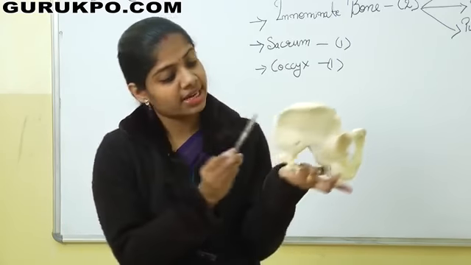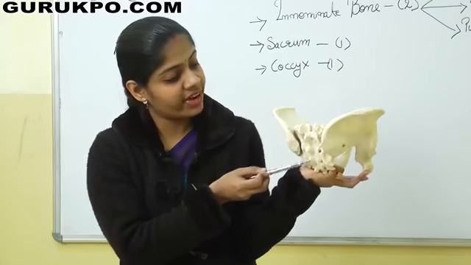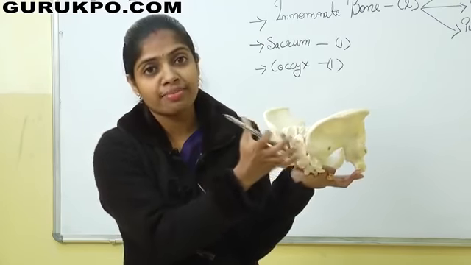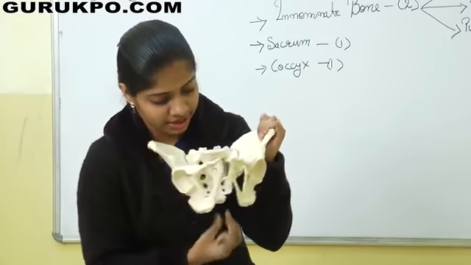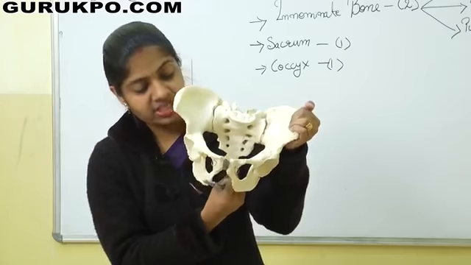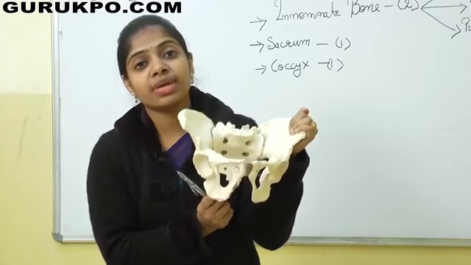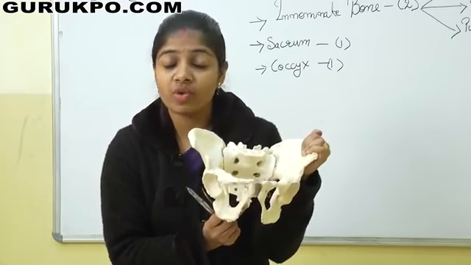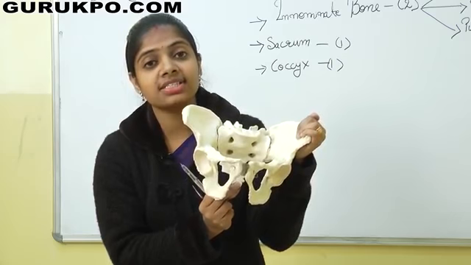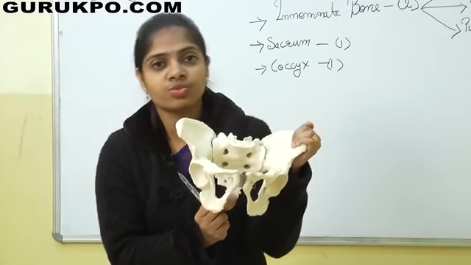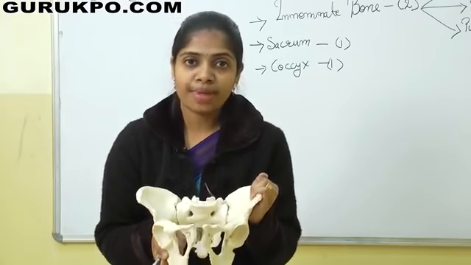Beside the sacrum there is a rough area, which is attached to the pelvic muscles. Now the last bone, the small bone here, is known as the coccyx. This is a triangular bone made up of 4 fused bones. So these are all the bones of the pelvis.